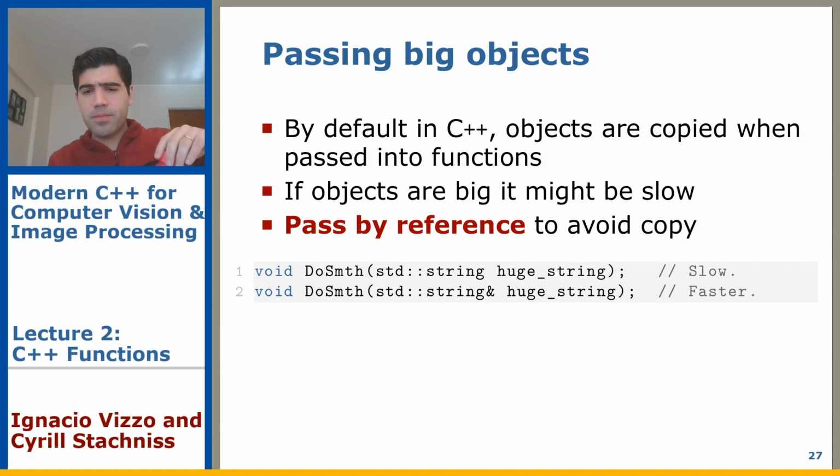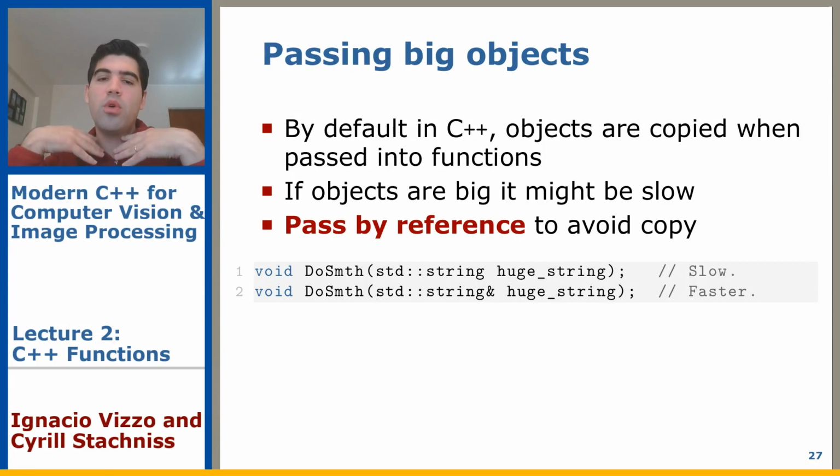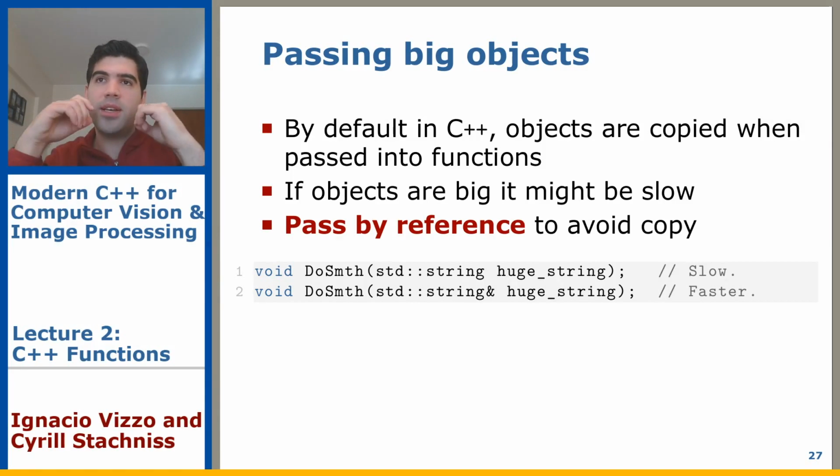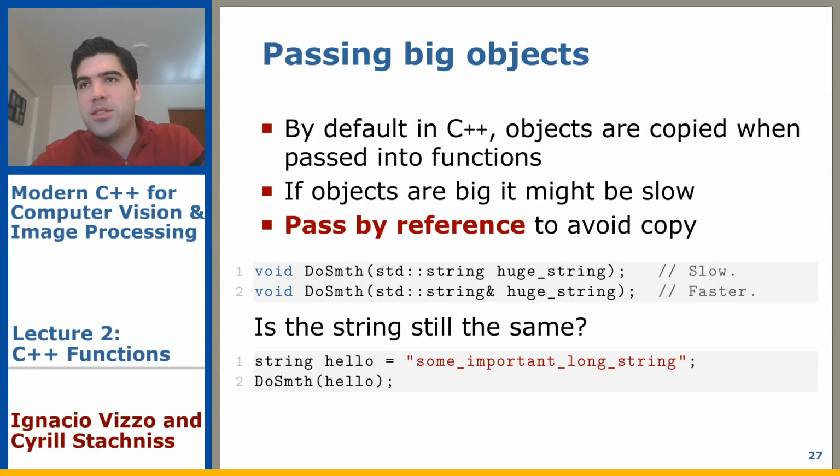Then let's pretend that you want to pass big objects to C++ functions. By default, in C++, objects are copied when passed into a function. We said this before. If objects are big, the function might be slow, because every time you call the function you need to copy a big chunk of memory. How do you avoid this? You pass by reference. When you pass by reference, you are sending a small object that is just a reference. We will see pointers at the end of the course, but for now let's keep it simple. And it's going to be much faster because it's just a reference, not the huge object.